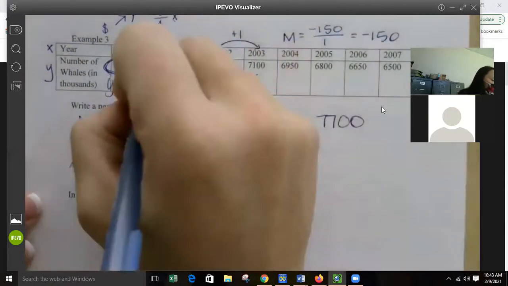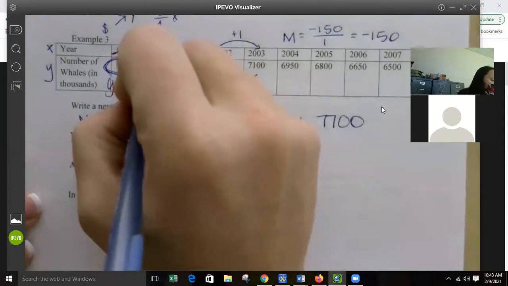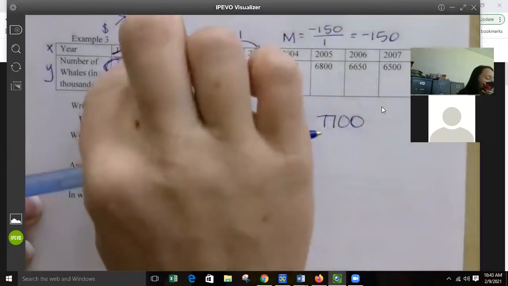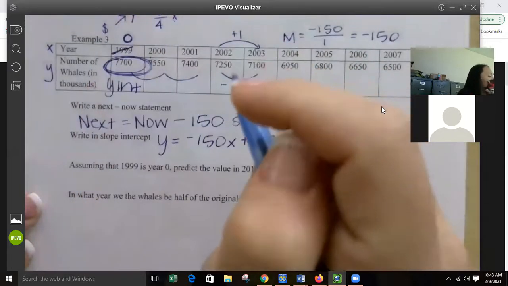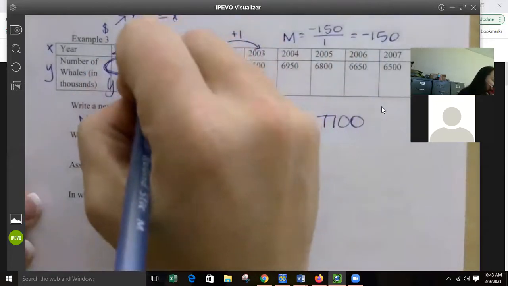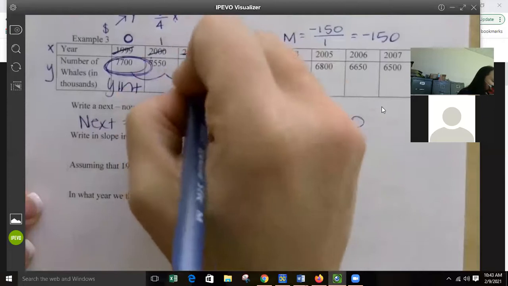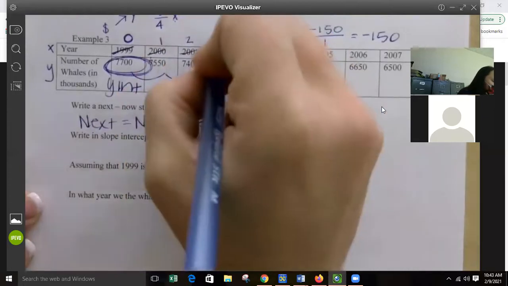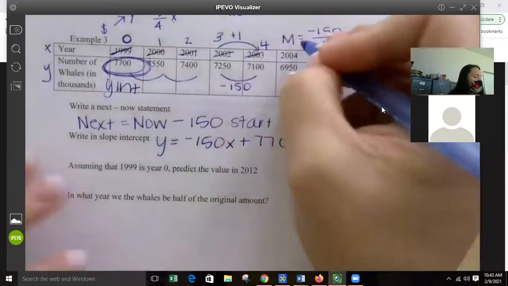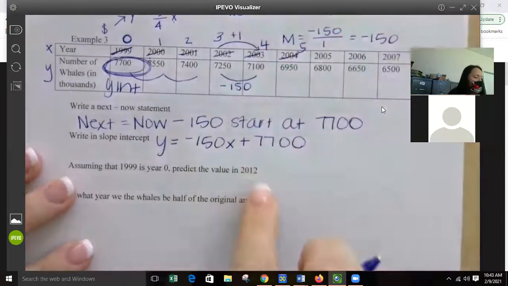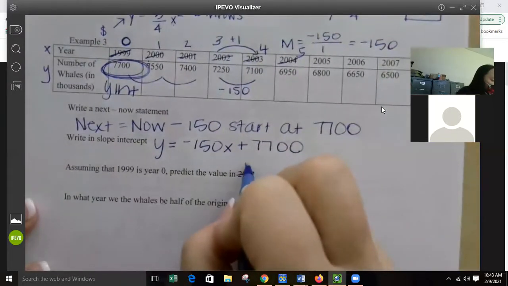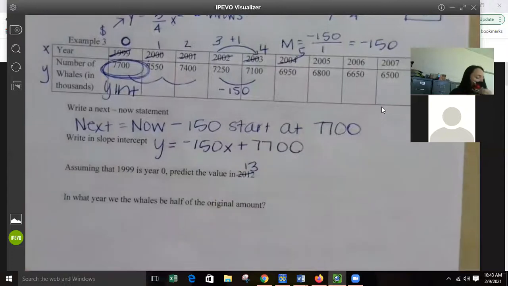What year would 2000 be? How do you get from 1999 to 2000? Add what? One. So if I'm at zero, what's the next one going to be? One. What's 2001 going to be? 2002. So it's really just one more year. 2003 is four. 2004 is five. So what would be 2012? It would just be not 2013, but 13, okay?